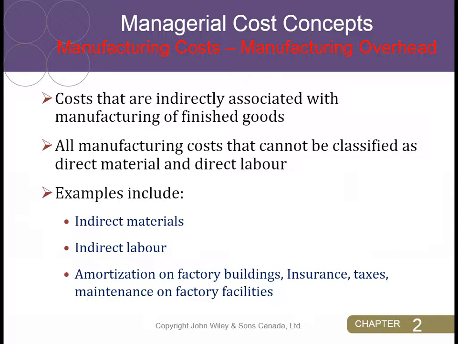Manufacturing overhead basically captures everything else that's required to make our product, but that isn't directly associated as a direct material or direct labor. It's effectively everything else that's not direct material and direct labor. Okay, so an example, they talk about indirect materials and indirect labor, and then they talk about things like amortization on factory buildings, insurance.